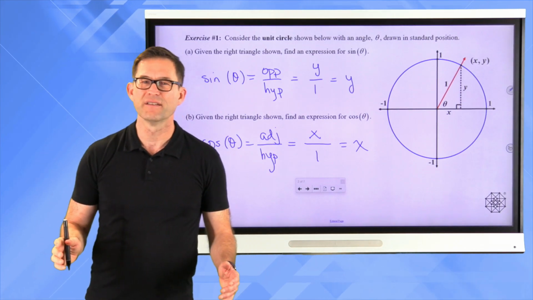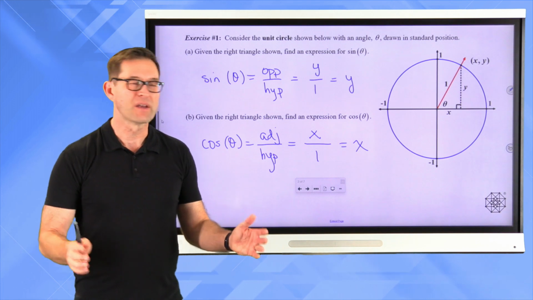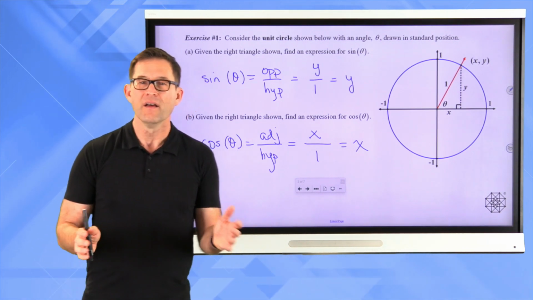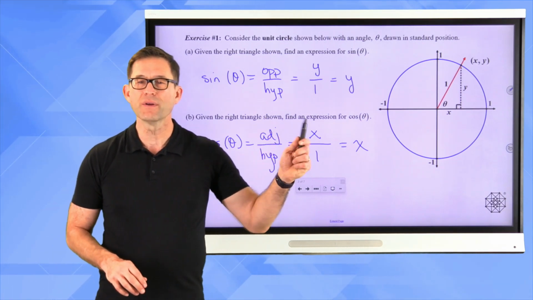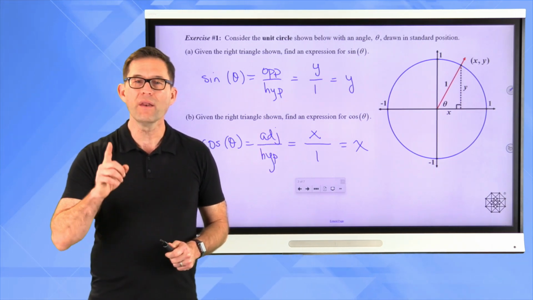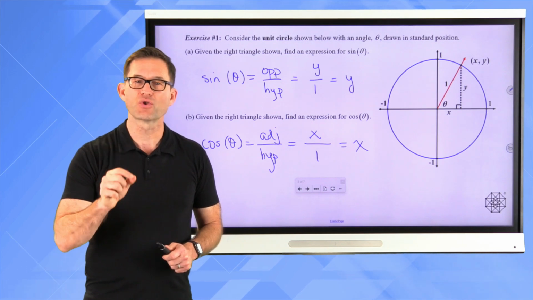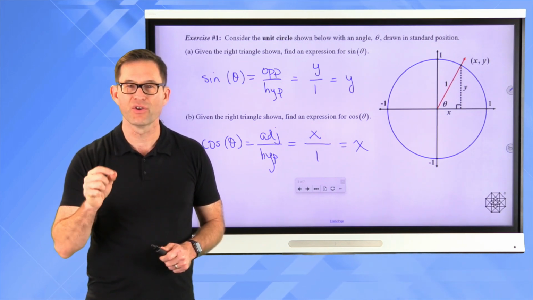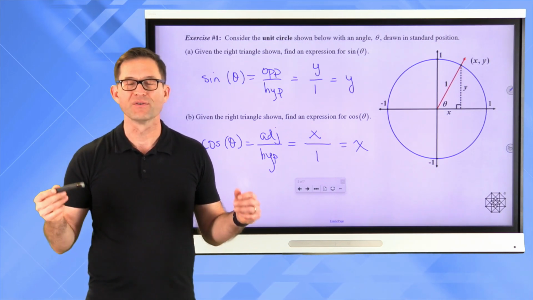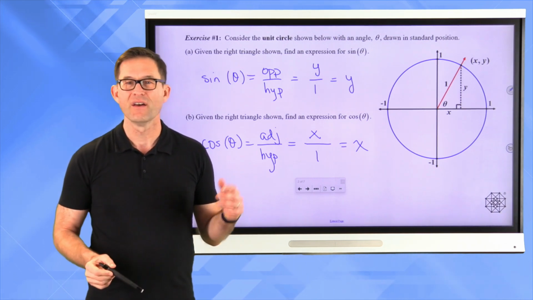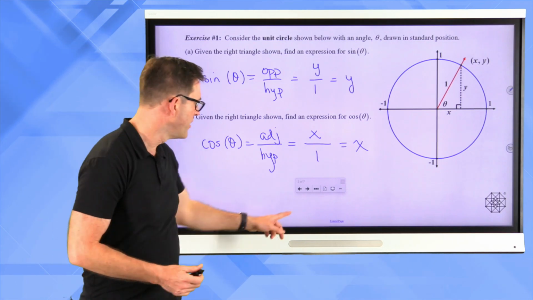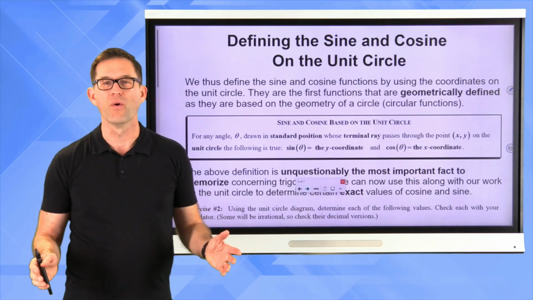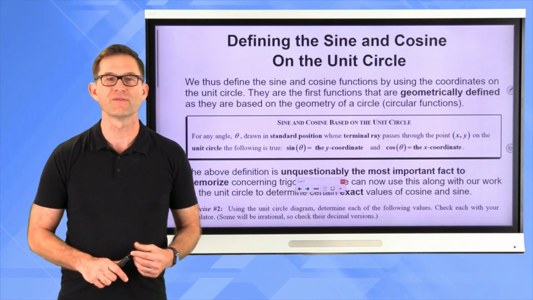And this is fantastic because we have now defined the sine of an angle and the cosine of the angle using a unit circle. And now we no longer are constrained to having angles that are acute angles. We can have angles that are acute, obtuse, 90, negative, in radians. It doesn't matter. And here we go, defining the sine and cosine on the unit circle.